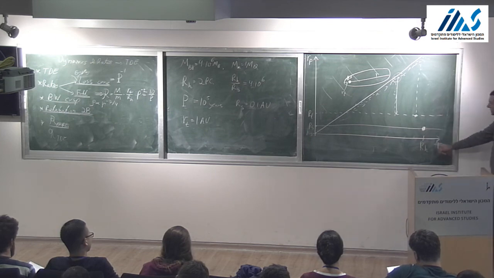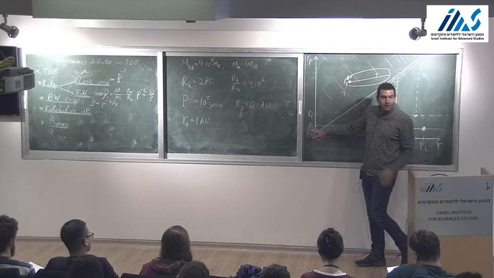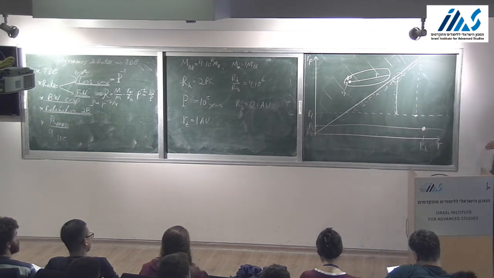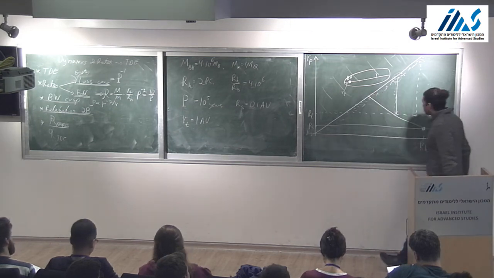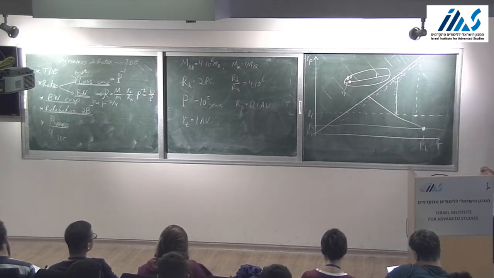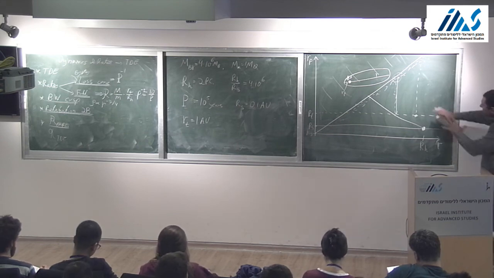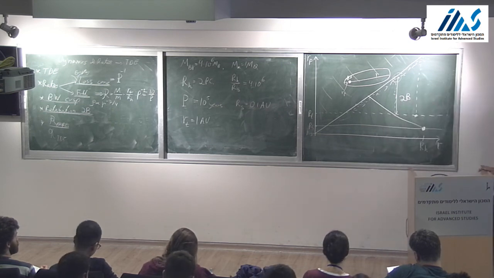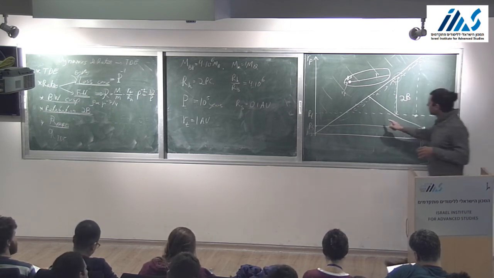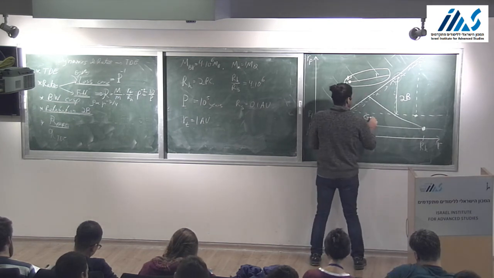The radius of influence and the Schwarzschild radius, regardless of the parameters of the system. And it has a slope of minus a half. Okay, we can calculate that if we'll have time. So over here, it's two-body interactions. Over here, it's gravitational waves.